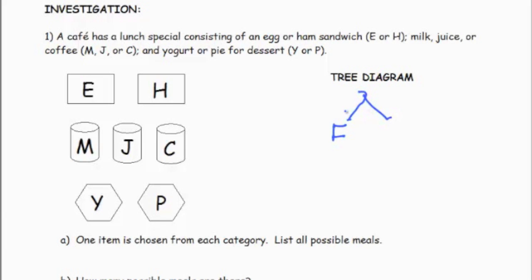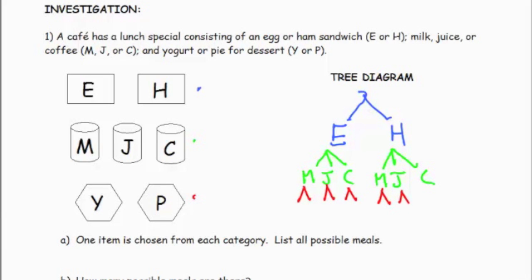We've got our egg or ham sandwich, which I'm sure are favorites with you. Then move on to drink, and 3 branches coming off of this. Branches, trees, get the theme. So milk, juice, coffee. And then finally with the dessert, we've got 2 more options here. So for the dessert, we have yogurt or pie. Try and draw these as quickly as possible, but I think you get the idea.